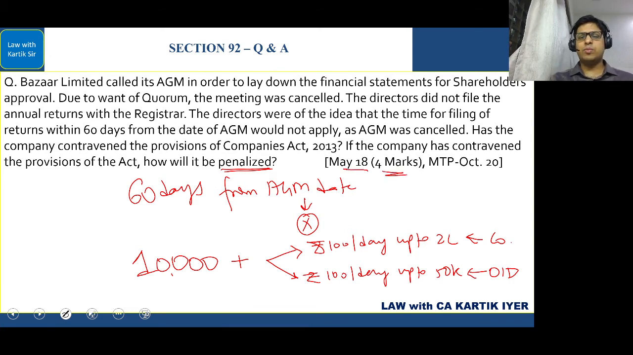May 18, for 4 marks, mock test paper, October 2020 question. Many students often ask me, sir, are penalty questions asked in the exam? This is the prime example of this. Penalties have to be studied equally well, like how you study the balance portion.